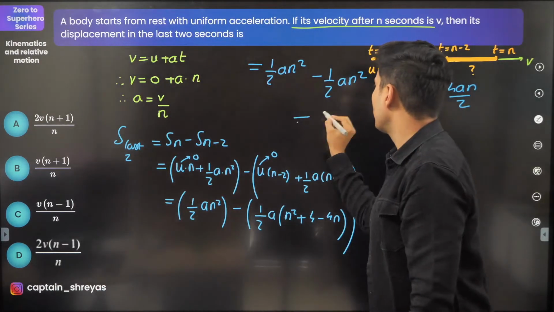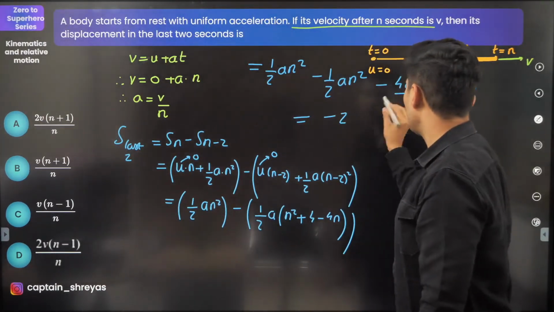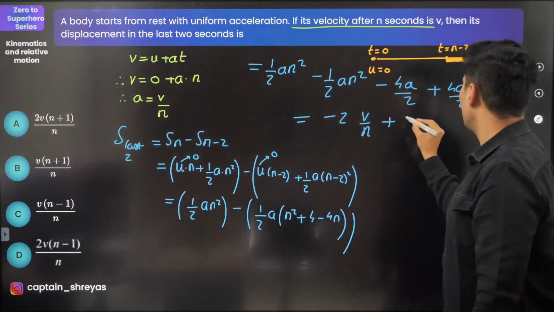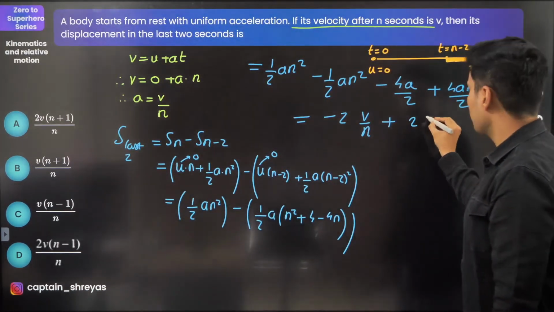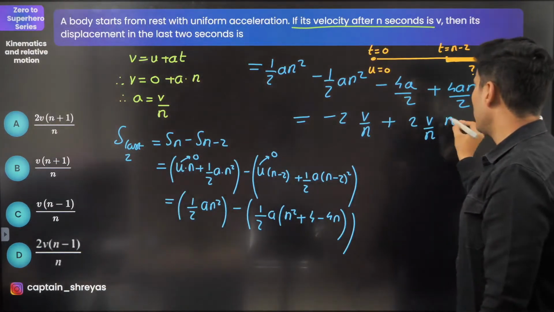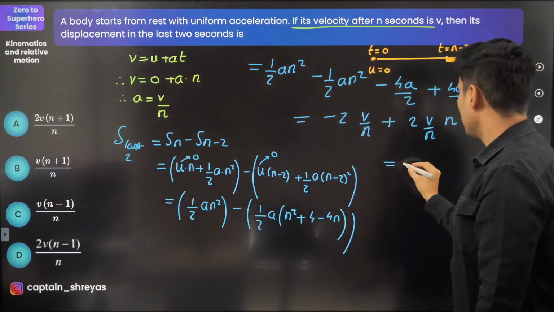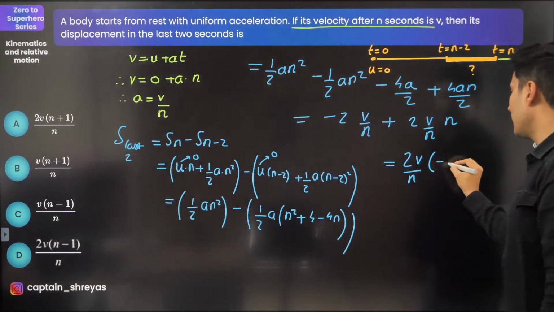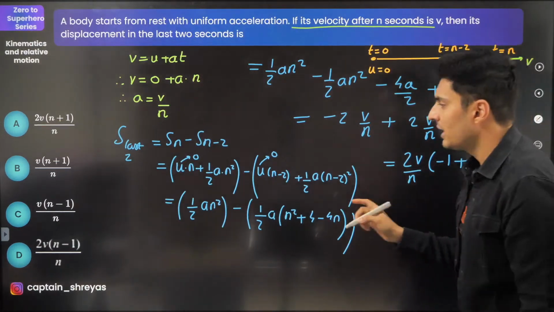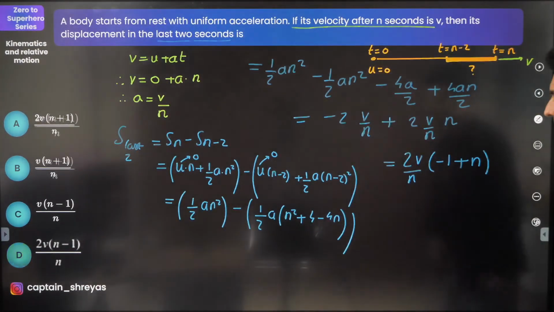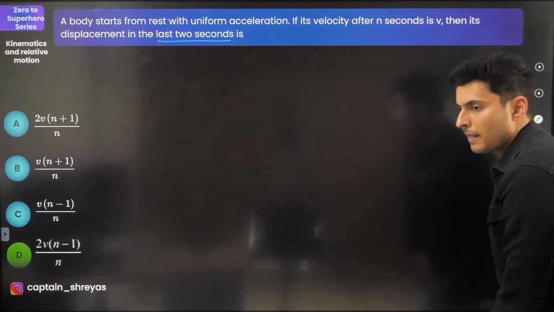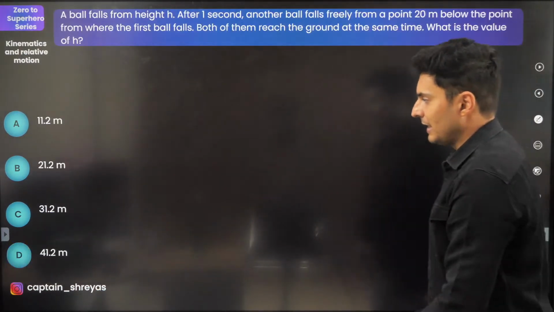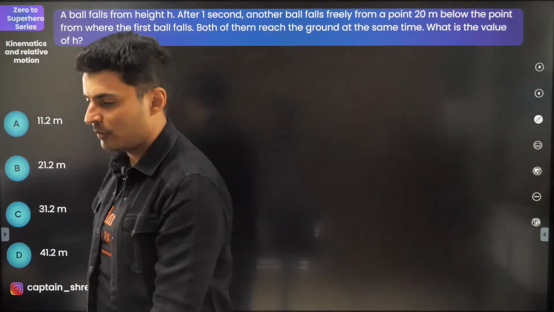So these two will cancel. So this will be 2 into a, which is v by n. This will become 2 and a is again v by n into n. So I think we can take 2v by n as common and here I will get minus 1 plus n. So that will be n minus 1 into 2v by n, which is option D. Yep. Okay. So I think that is the answer. Okay, fair enough, guys. Moving on to the next question. Let's see how many of you can do this.